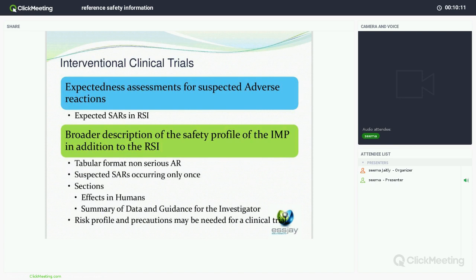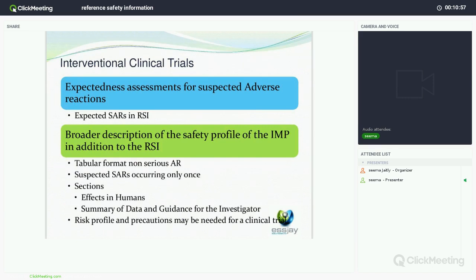Now, as we said previously, for interventional clinical trials, the RSI is used for expectedness assessments for your suspected adverse reactions, so you can identify the SUSARs that need to be reported as required. It's not a summary of the safety profile of the IMP, and that information is captured in other parts of the IB, if you're using the IB, or within the SPC as well. And what you can have here within the IB is a tabular format of your non-serious adverse reactions. You could have the suspected serious adverse reactions that have occurred only once, because normally you would expect to see a SAR more than once for it to be considered expected with your IMP.